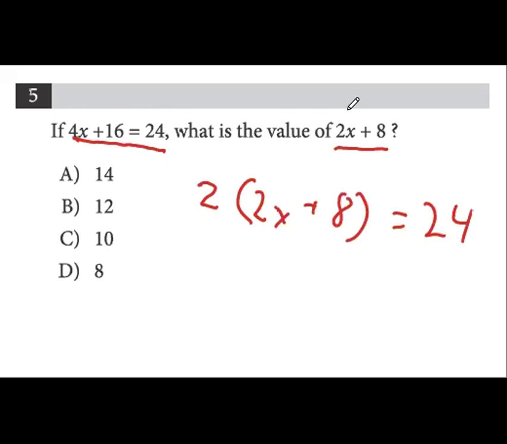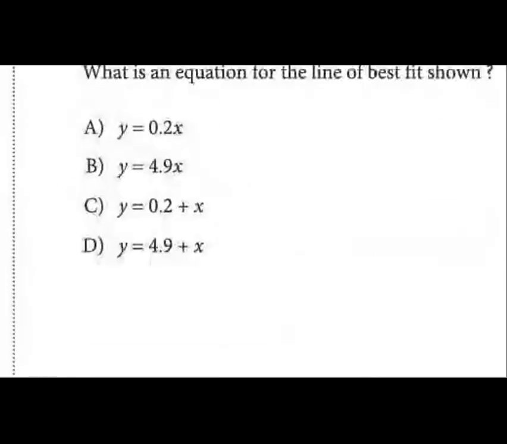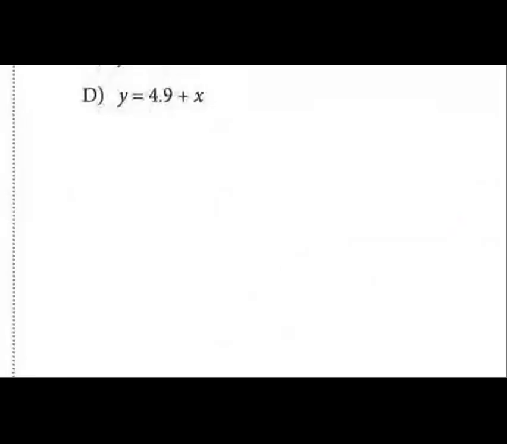In this case, 2x plus 8 we have from this equation and this equation. So in this case, we just divide both sides by 2 to get 2x plus 8 is equal to 12. And choice B. Okay, question 6.